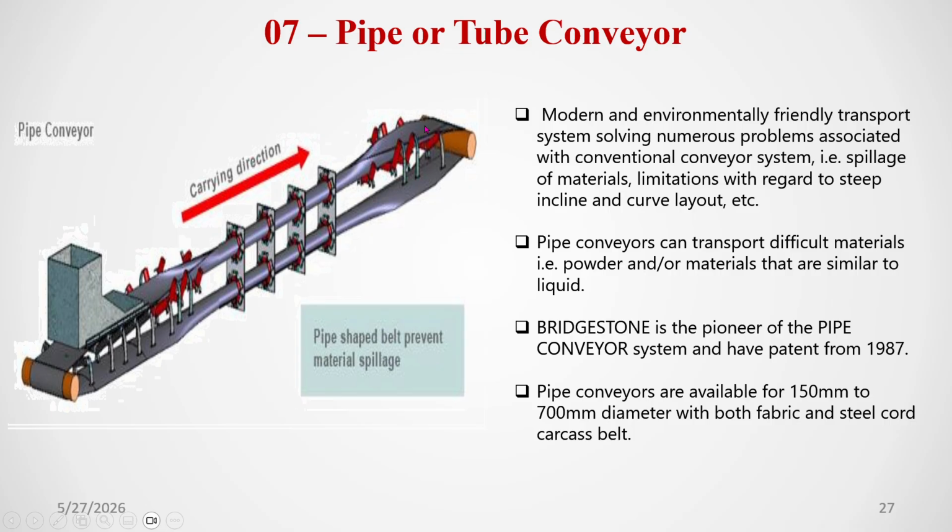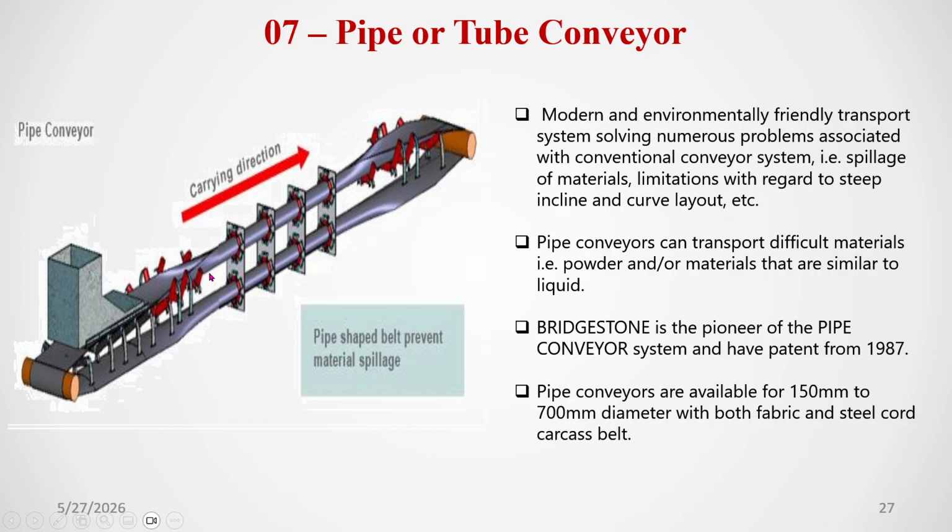And then when it is coming to the discharge side, it will open again. These plates will not be there. Instead, the half idlers will be there. Idlers will go on like this. So it will open again and discharge. So it is a modern environmental friendly transport system, solving numerous problems associated with conventional conveyor systems, that is spillage of material, limitation with regard to steep incline and curve layout, etc.